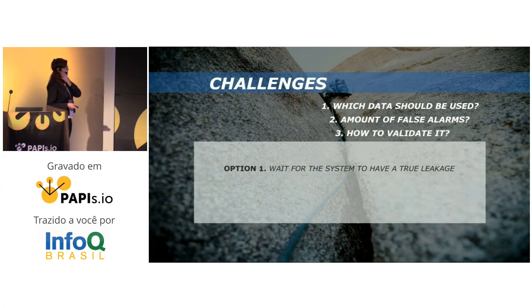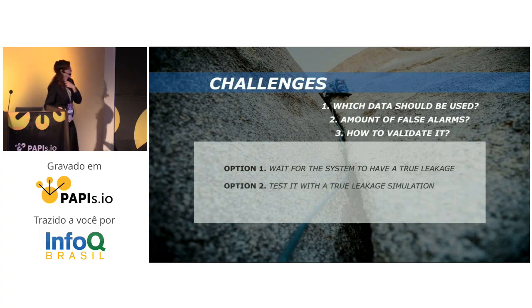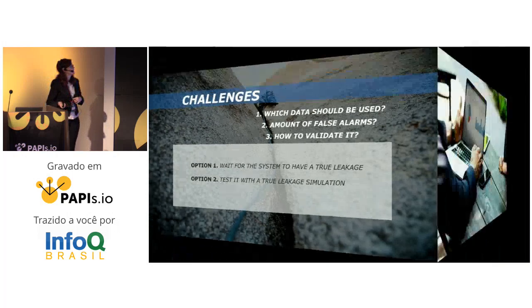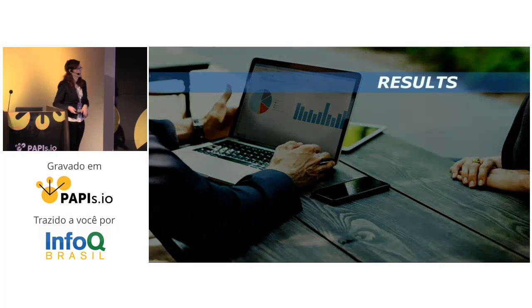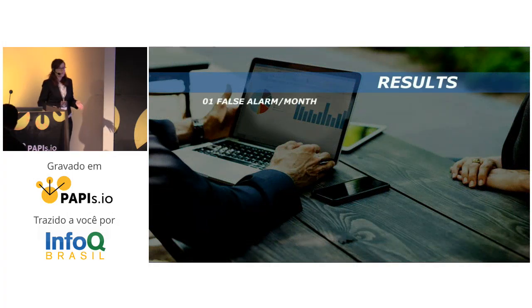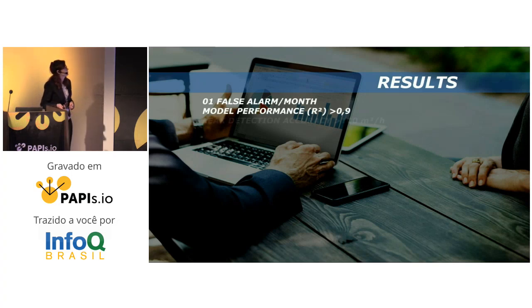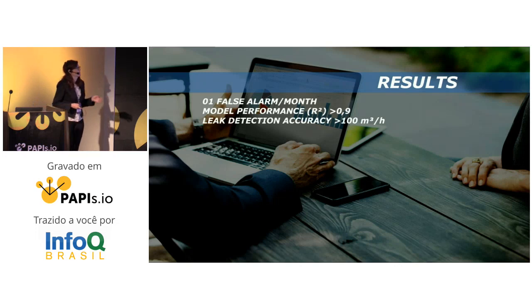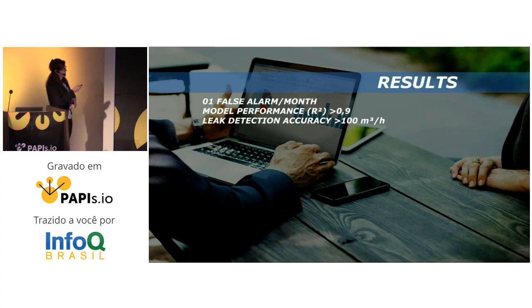The third challenge was how we can validate it. We had 2 options: wait for the system to have a true leakage, or we could test it with a true leakage simulation. So we did a simulation on the pipeline to see if the system was capable of detecting the leakage or not. Before we did the test, the system was at 1 false alarm per month. The model performance here was around 0.9 of coefficient of determination. And the leak detection accuracy was over 100 cubic meters per hour. Usually the pipeline was running at 1,000 cubic meters per hour, so this leak detection accuracy was about 10% of the flow on the pipeline.